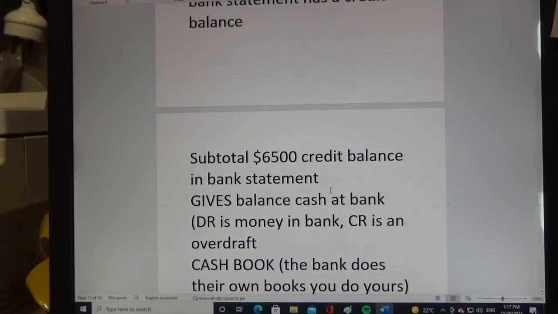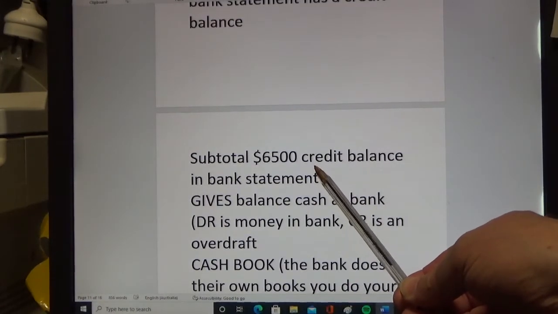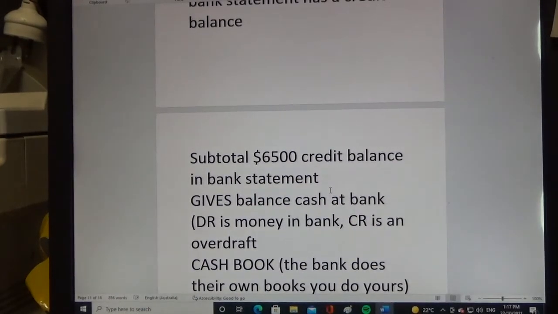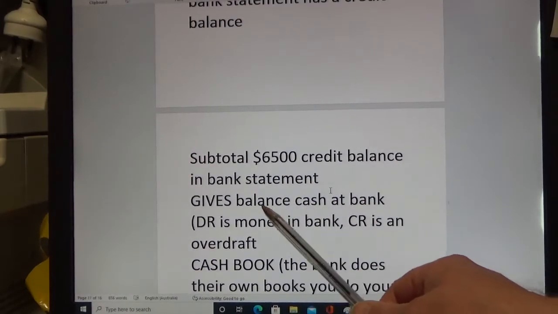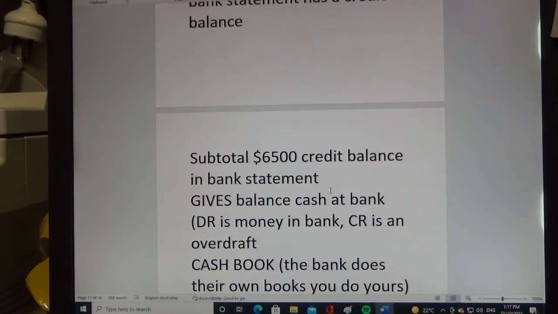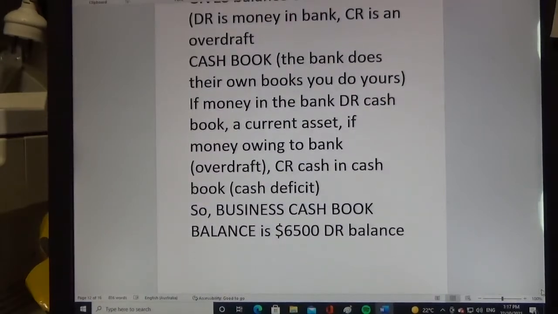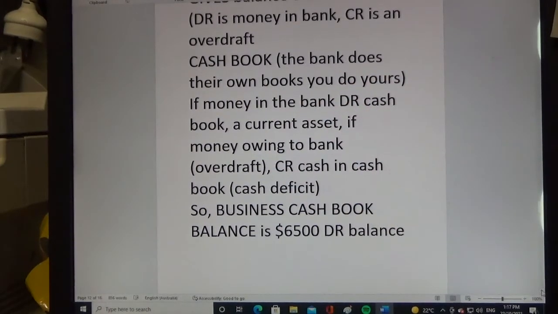Okay, and now we've got a closing balance. That's a credit balance from the bank point of view on the bank statement. We've got to put it in our point of view as the cash book, the bank ledger. So that means it's 6,500 rather debit in our books. The bank deals with their bank statements. We don't change that. We've only got control of our cash book, so we get it in our point of view.